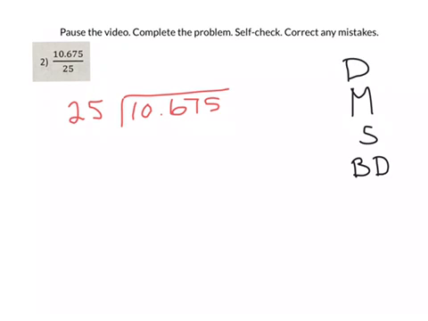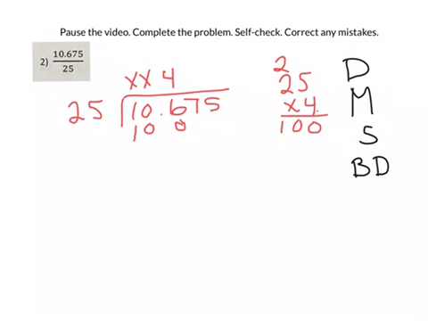So you ask yourself, can 25 go into 1? No. Can 25 go into 10? No. Can 25 go into 106? Yes, it goes in 4 times. 4 times 25 is 100. And if you can't do that in your head, you'll come on over to the side and show your work, and you'll work it out. 5 times 4 is 20, carry your 2. 2 times 4 is 8, plus 2 is 10. Then you're going to subtract, get 6.